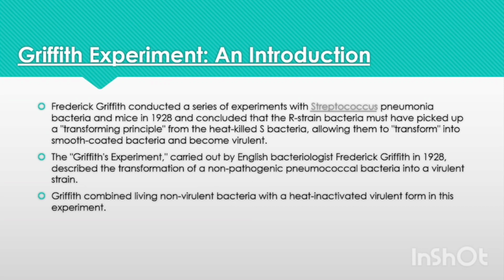Frederick Griffith conducted a series of experiments with Streptococcus pneumoniae bacteria and mice in 1928 and concluded that the R bacteria must have picked up a transforming principle from the heat-killed S bacteria, allowing them to transform into smooth-coated bacteria and become virulent. The Griffith experiment was carried out by the English bacteriologist Frederick Griffith in 1928.